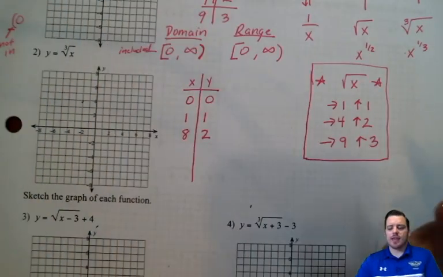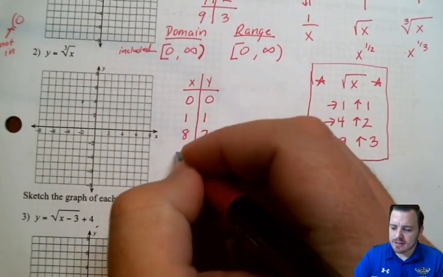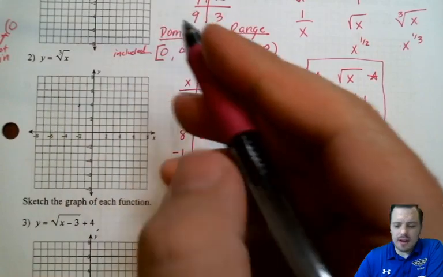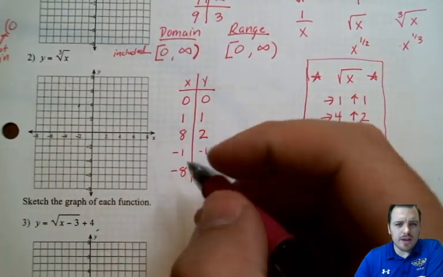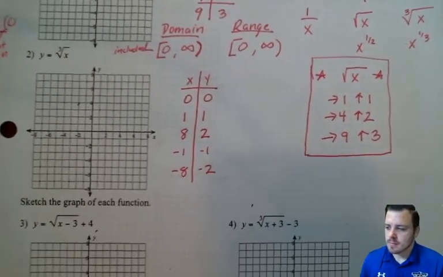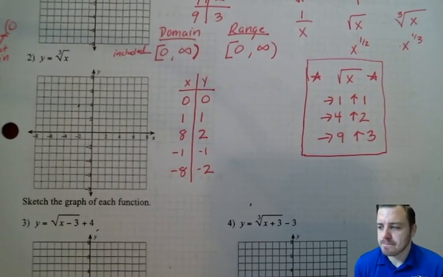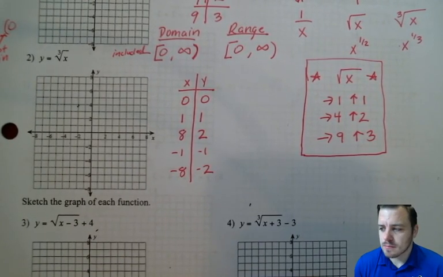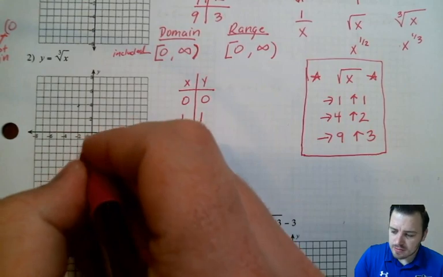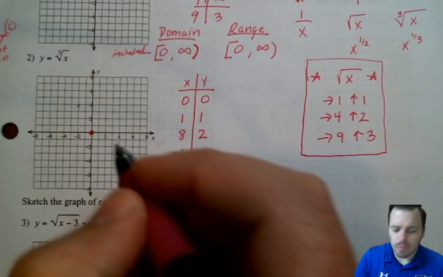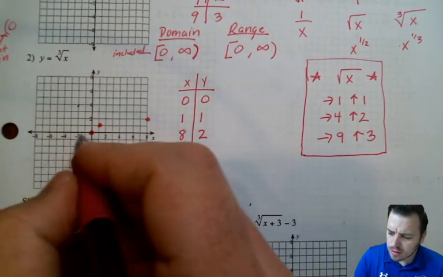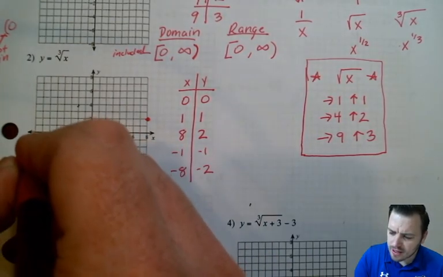Okay? So we can use some x's here that are negative. So let's say negative 1 and negative 8. And as we just discovered, the cube root of negative 1 is negative 1. And the cube root of negative 8 is negative 2. Okay? So then we can plot these. 0, 0, 1, 1, 8, 2. Negative 1, negative 1, negative 8, negative 2.